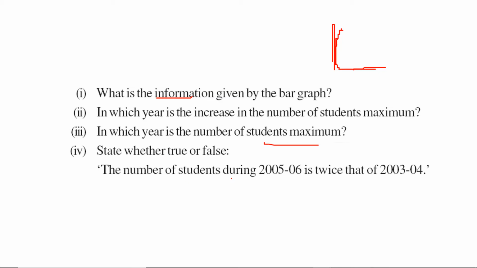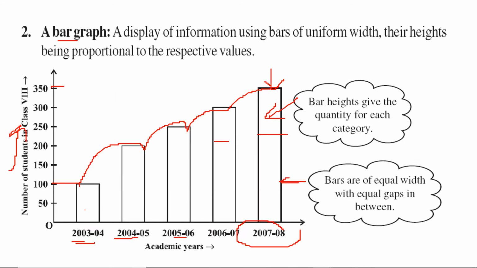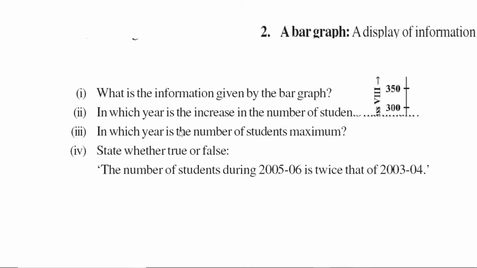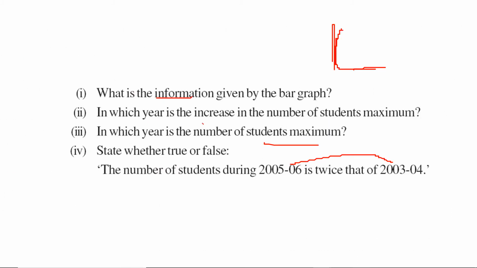The number of students during 2005-06 is twice that of 2003-04. Let us see. In 2003-04 there were 100, and here we have 200. So it's good, it's 100 here and 200 here, right? There are other questions also, like in which year it is maximum. So 350. Then we have one more query: in which year is the increase in the number of students maximum? So let us see.